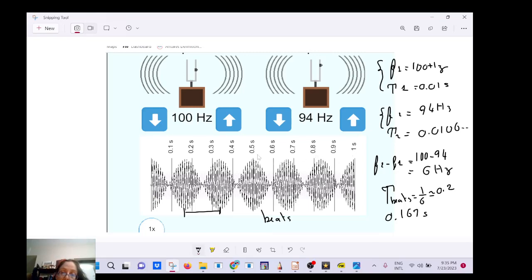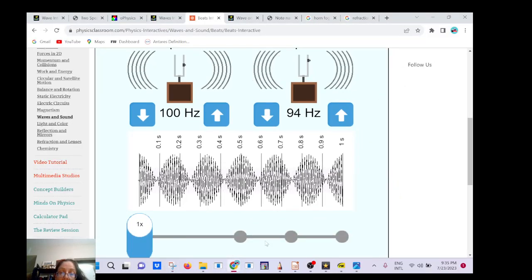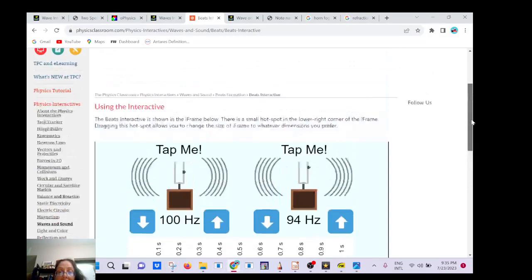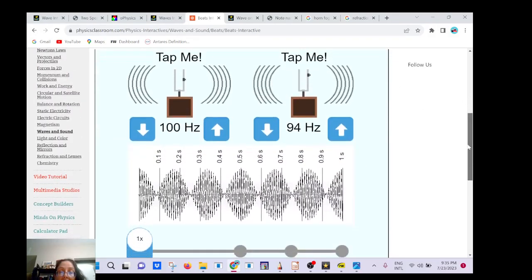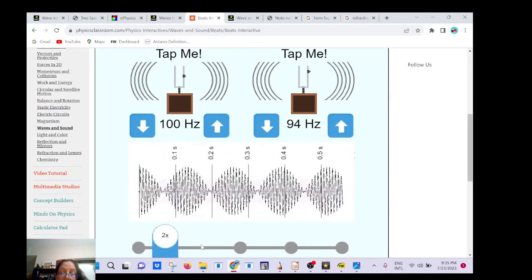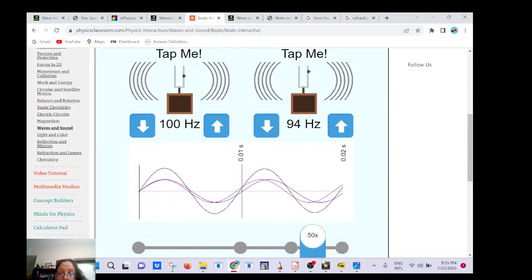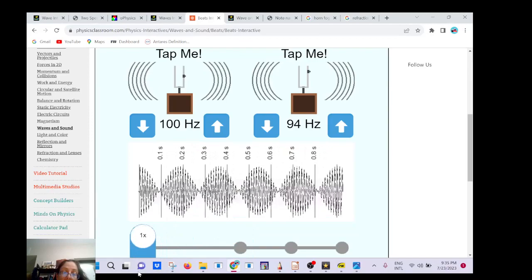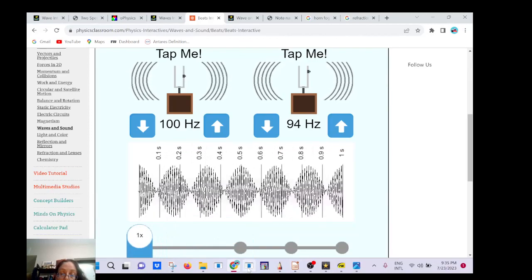So that's what happens when the frequencies are very close to each other. And then you can play, you know what's going to happen. I recommend that you play with this to see what's going to happen if you change the frequency a lot or not that much. You can even look at what's going on here. So it's a great simulation to play with.